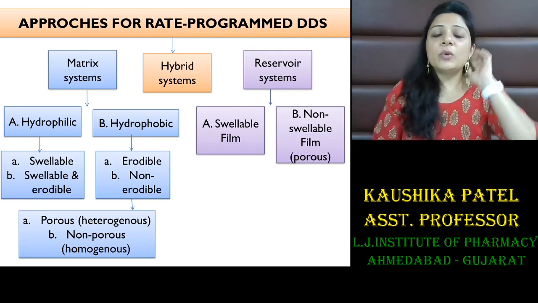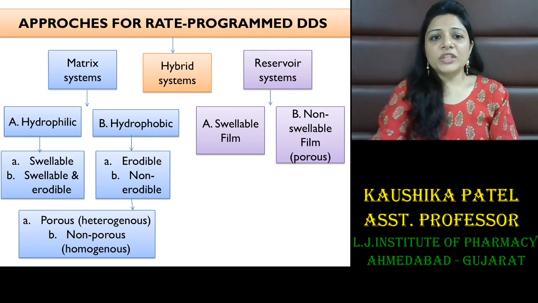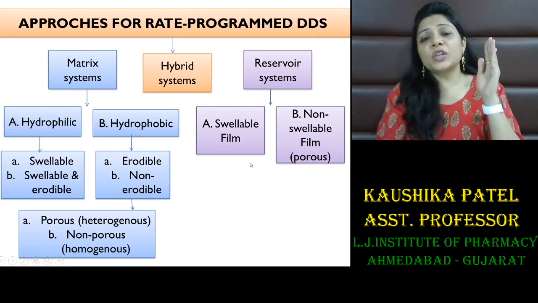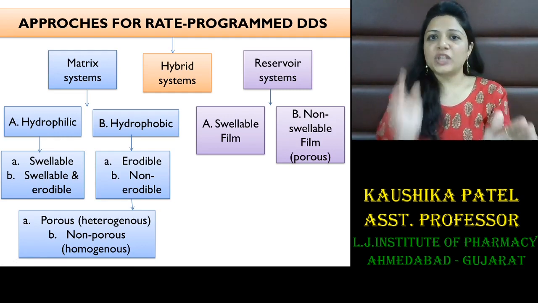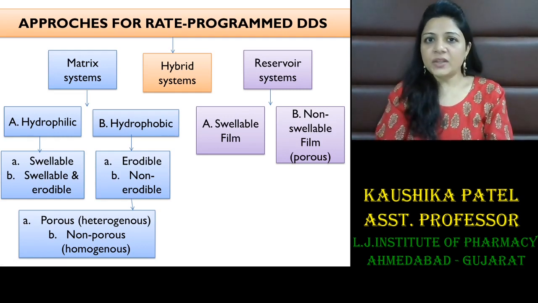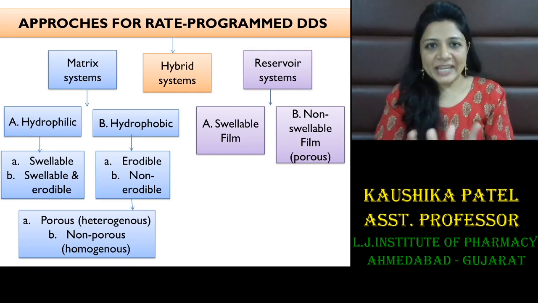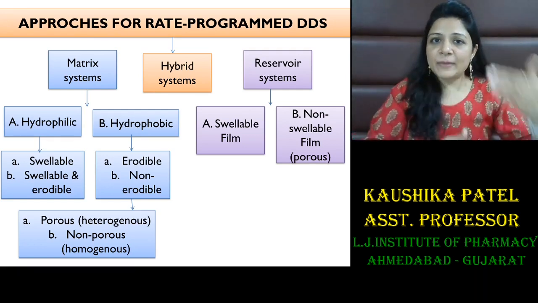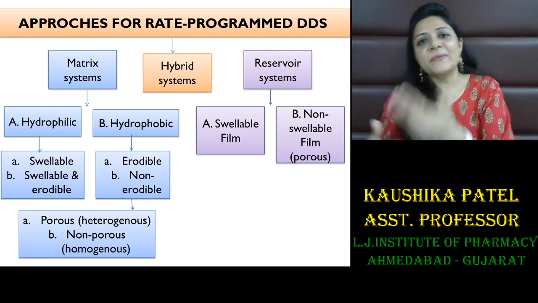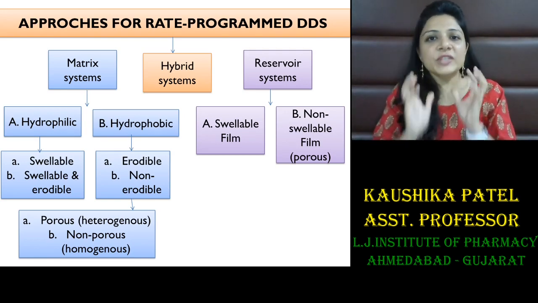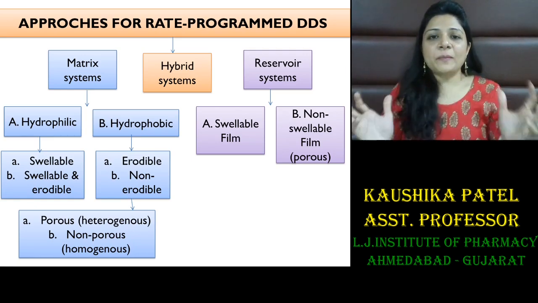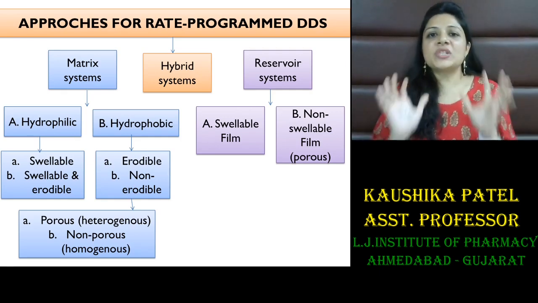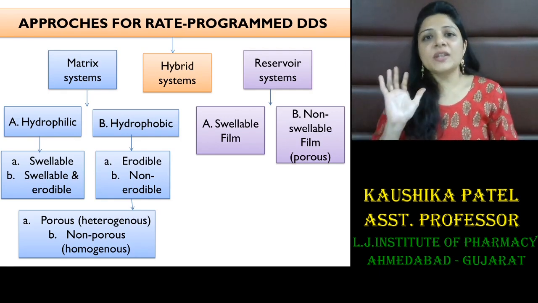Now, when you have a matrix system or a reservoir system, either you can go for a hydrophilic polymer or you can go for a hydrophobic polymer. The nature of these polymers will remain the same. Either you can use them in the form of a three-dimensional matrix or you can coat them surrounding the core of the drug. The examples of hydrophilic and hydrophobic polymers remain the same. They can be used in both matrix and reservoir systems.